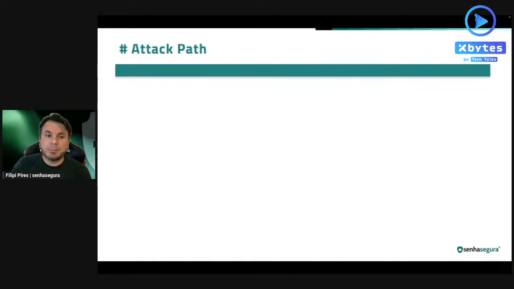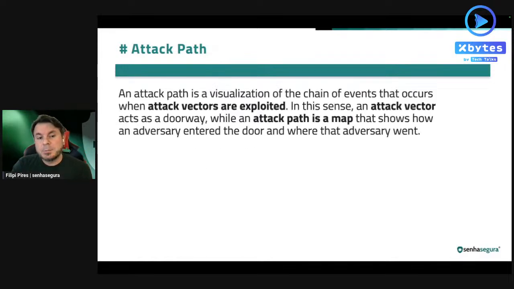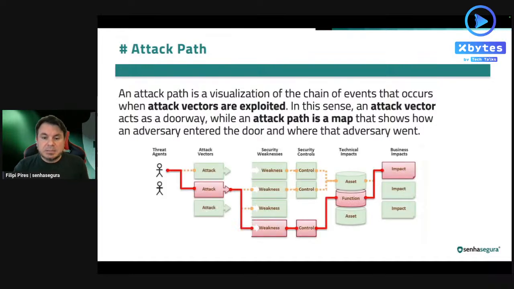Another term, attack path, okay? What is an attack path? Basically it is the visualization of the chain of events, the way that the attack vector, remember the malware or the misconfiguration, the attacker is using to explore the environment. So the attack path is the map, basically like this. This is a very nice picture from OWASP risk. It's a simple map where you can see the threat agents, it means the person, okay?